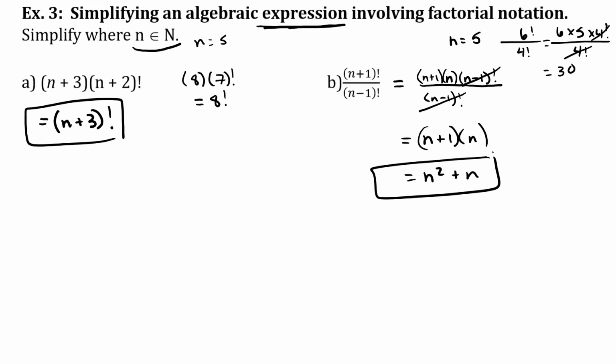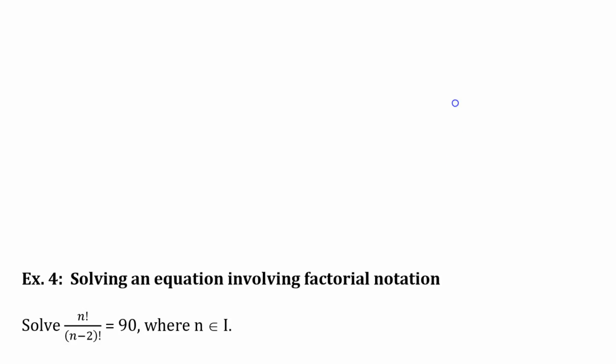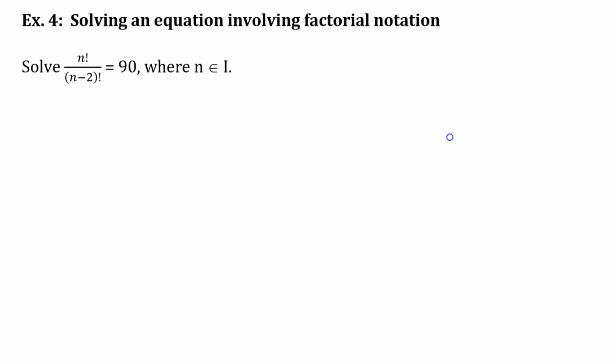However, in example 4, it becomes a little bit more tricky. So what we're doing is we're solving an equation. We're noticing that there is an equal sign, with expressions on either side of that equal sign. So we have to solve for n. We're going to do a very similar thing. We're going to use the methods that we learned in the above example, in example 3, to help us out with this one.